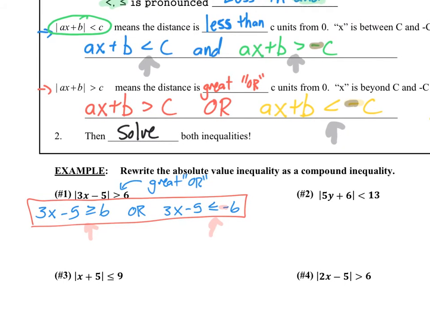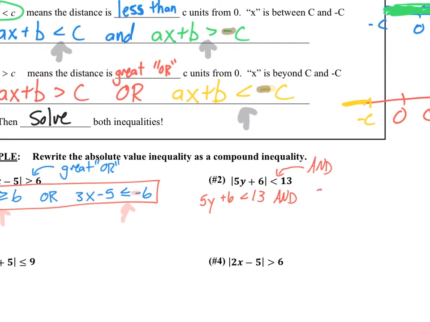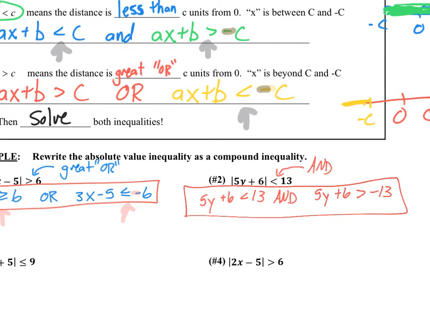In number 2, if it says absolute value of 5y plus 6 is less than 13, less than means it's an and. So when we write this, it's 5y plus 6 is less than 13, and 5y plus 6. We're going to flip our symbol to greater than, and we're going to change this to negative 13. So again, they're almost the same, except for, notice, you flip the symbol, and it becomes a negative 13. It's the opposite.